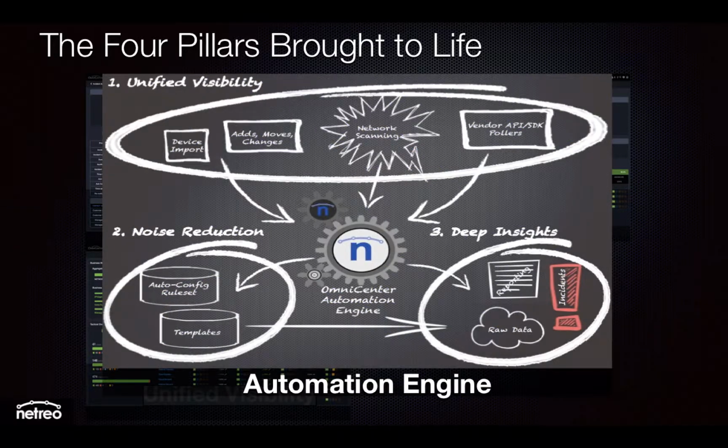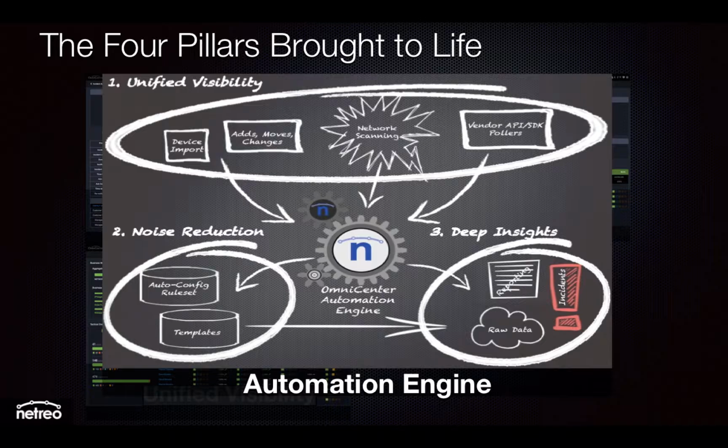The final pillar is limited care and feeding. This image breaks down the automation engine found in Netreo and what's ultimately responsible for reducing that administrative burden. Starting at the top is the unified visibility piece. This is where Netreo is getting all of its information from. As you can see, mass device imports are represented here, as are adds, moves, and changes to existing devices. There's an auto-discovery network scanning engine that constantly crawls your network in the background looking for new resources.